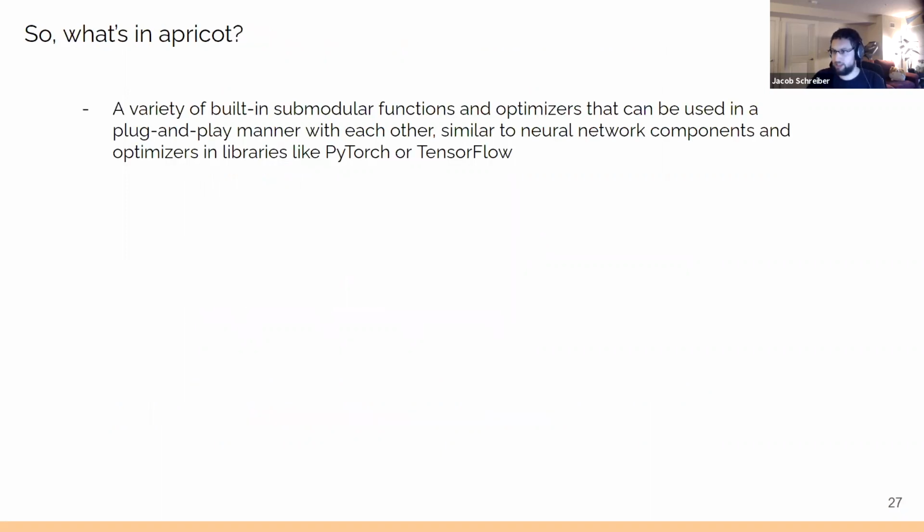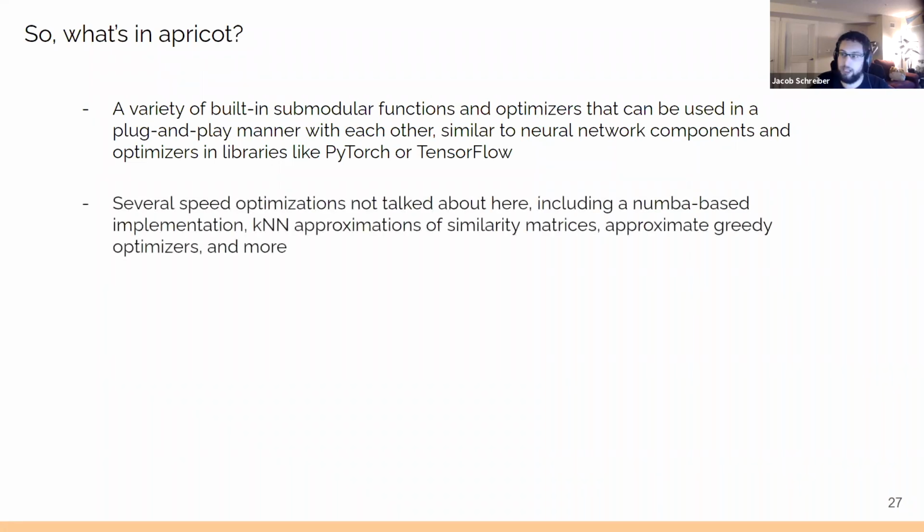So what's in Apricot? We have a variety of built-in submodular functions as well as optimization algorithms. The goal is to be like PyTorch or TensorFlow, where even though we have some of these components built in, you're able to plug and play them however you want. It's not like scikit-learn, where with linear regression, there's a few different optimizers built into it that you can only use. Here, you can use any optimizer on any function and vice versa.